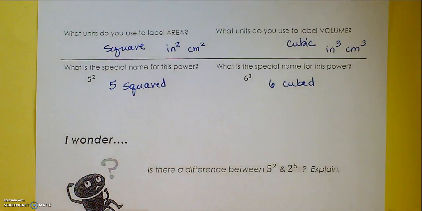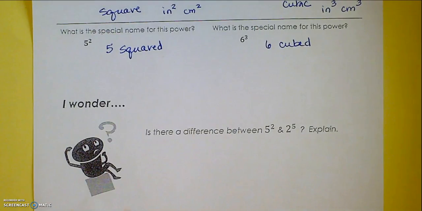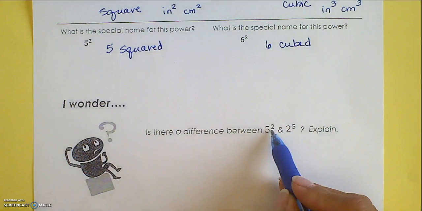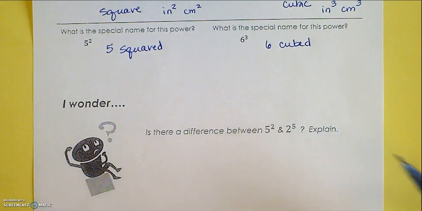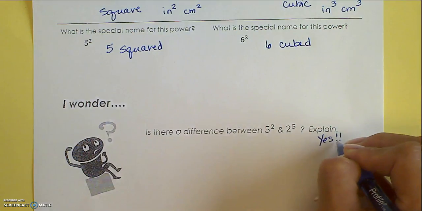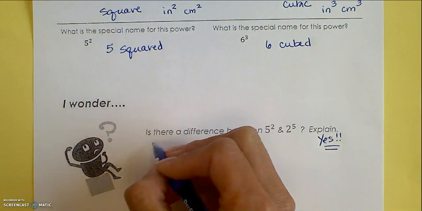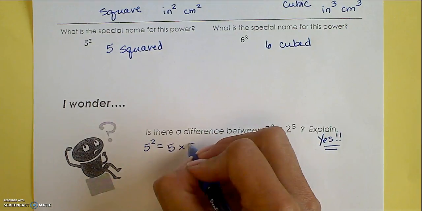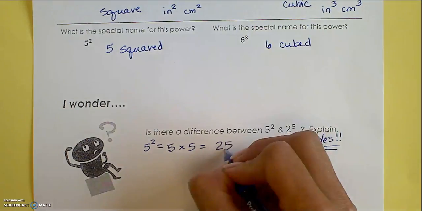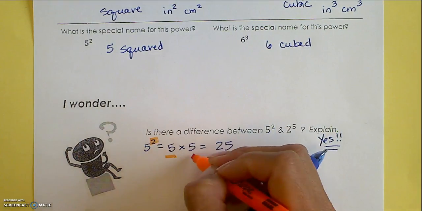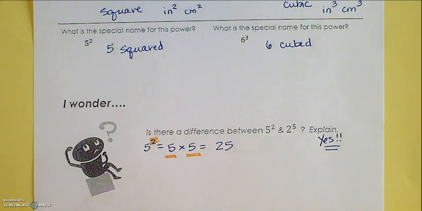Now the last thing let's go ahead and cover real quick is, is there a difference if we just swapped these numbers? So 5 squared and 2 to the 5th. So are these different? Well, yes, they are. So let's take a look at why. And let's just figure out what these equal. So 5 squared is 5 times 5, which is 25. Because remember, the exponent is how many times you multiply the base by itself.